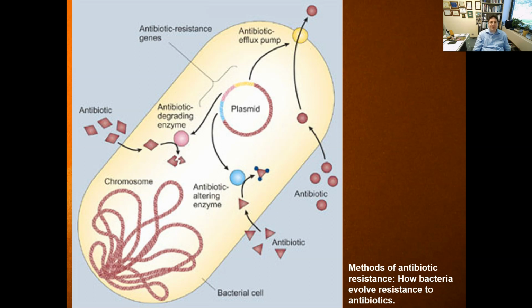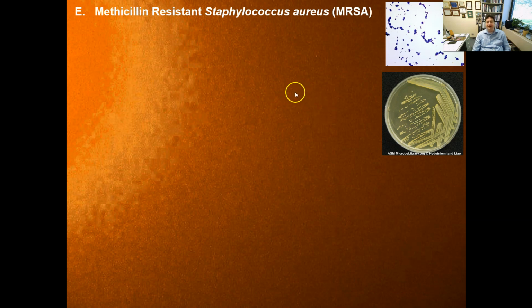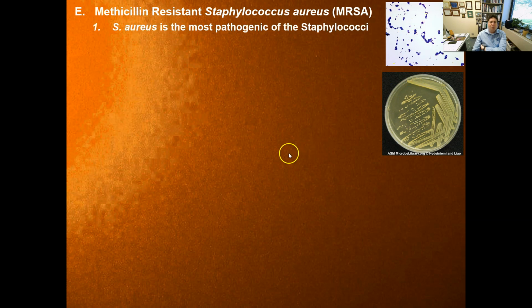Okay? Now, we can look at an example here. A lot of you may have heard of MRSA, methicillin-resistant Staphylococcus aureus. MRSA, also pictured here, gram stain. Now, what is that? Staphylococcus aureus is the most pathogenic of all staphylococci bacteria. Remember, staphylococci now, round bacteria clustering in sheets.